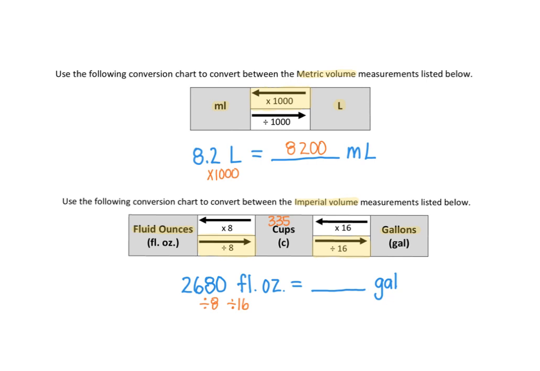So that means that 2,680 fluid ounces is approximately equal to 20.9375 gallons, which we can round off to 1 decimal place to be 20.9.